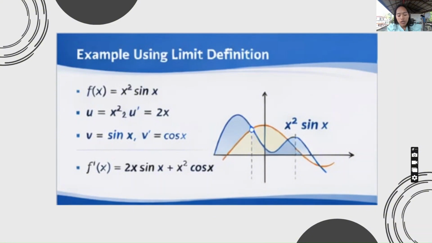Apply the product rule. So f prime of x is equal to u prime v plus u v prime, which is equal to 2x times sine x plus x squared times cos x. Now notice how both functions contribute to the final derivative. The first term comes from the derivative of x squared multiplied by sine x, and the second term comes from x squared multiplied by the derivative of sine x. This demonstrates that the product rule combines the change in both functions accurately.